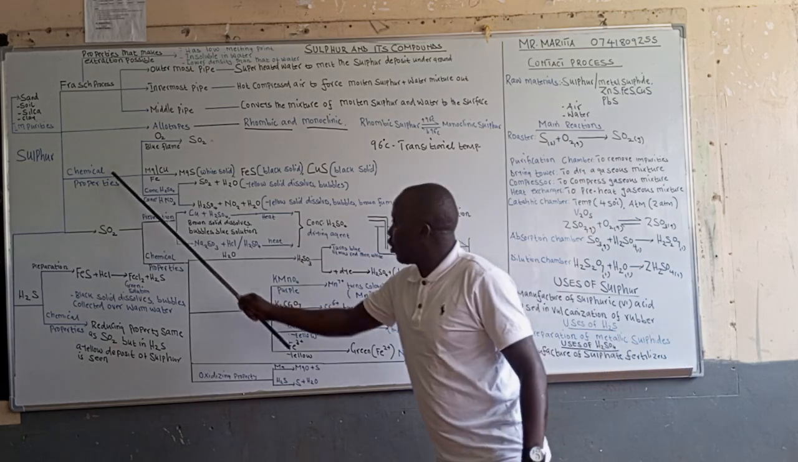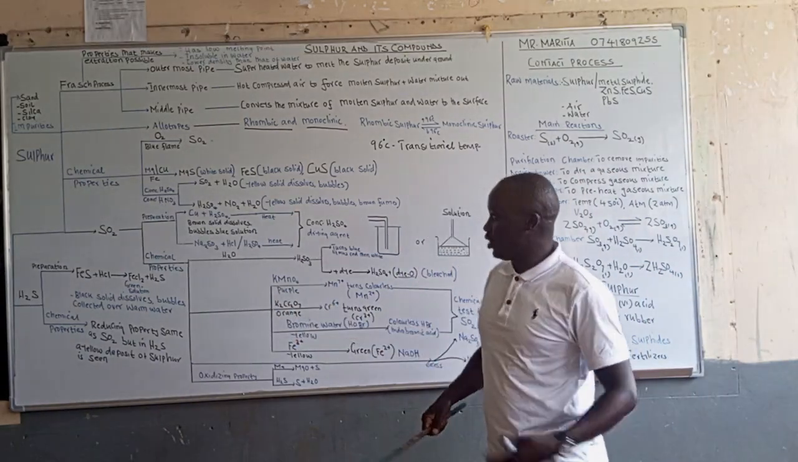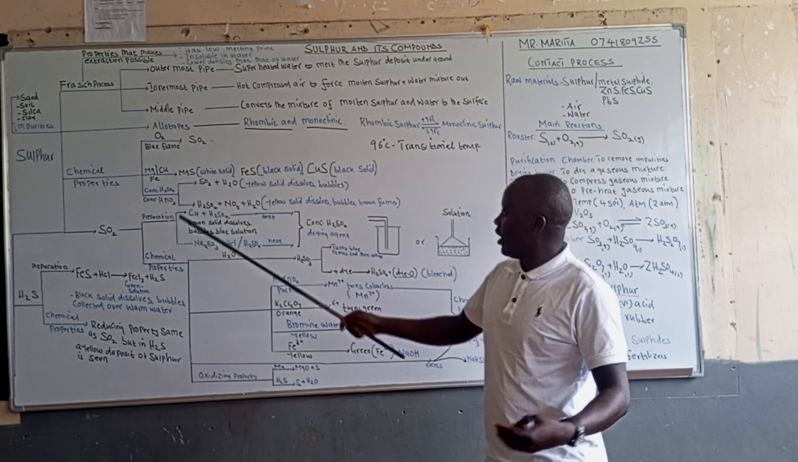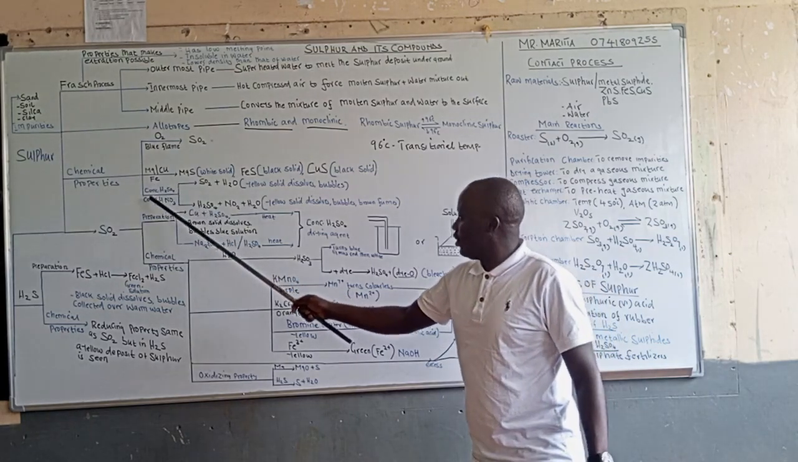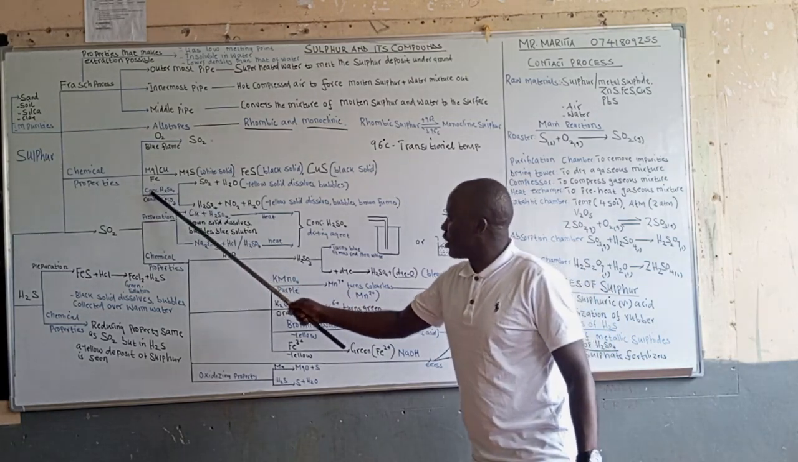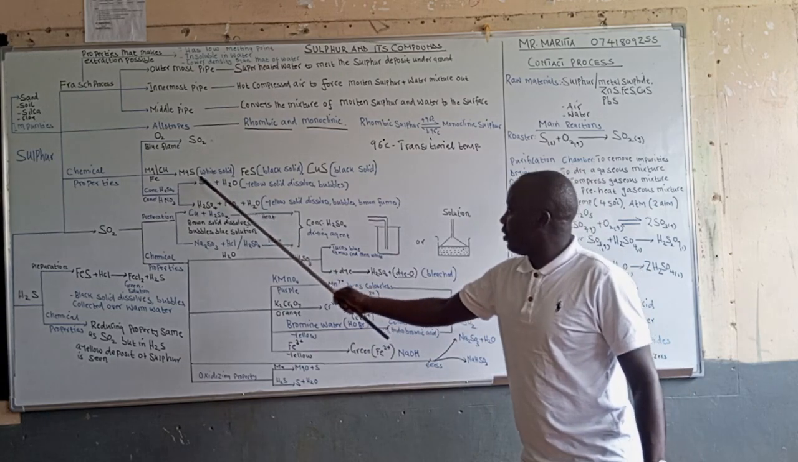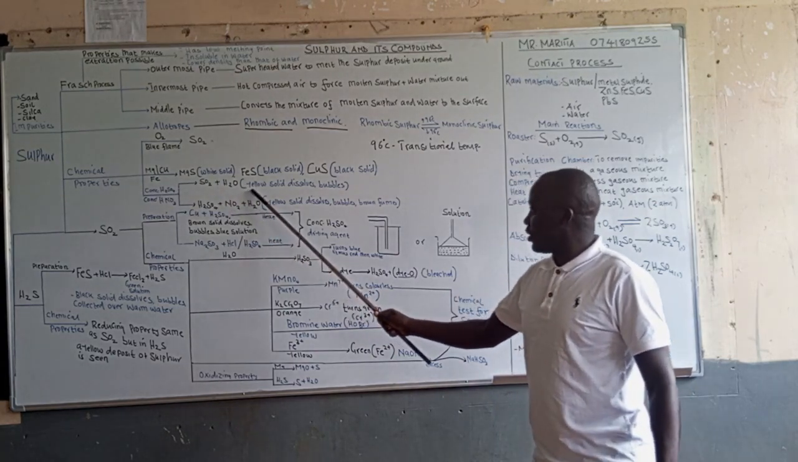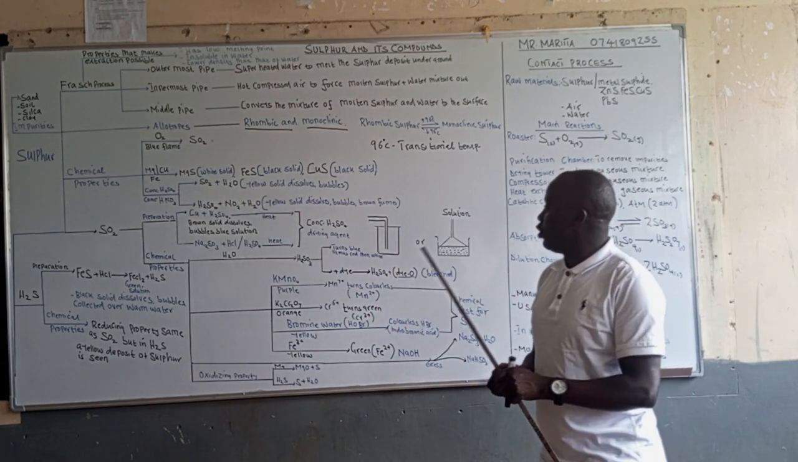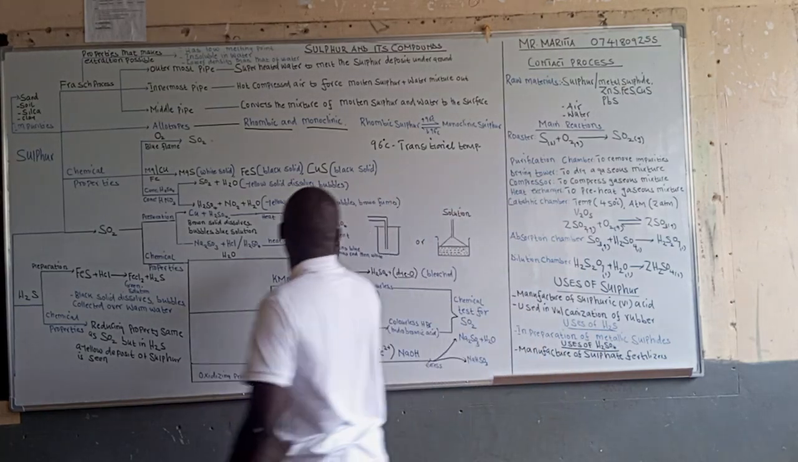Then again, sulfur can also react with concentrated acids, where it can react with concentrated sulfuric acid. If it reacts with sulfuric acid, you will have sulfur dioxide plus water. What observation can you make here? You will see that the yellow solid dissolves.